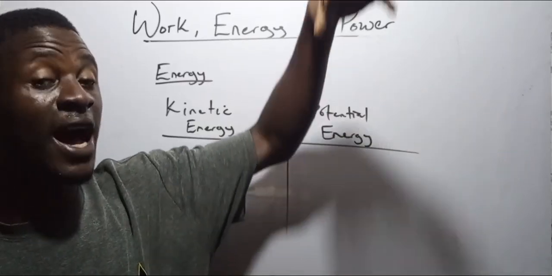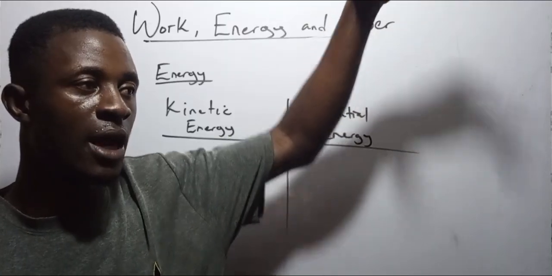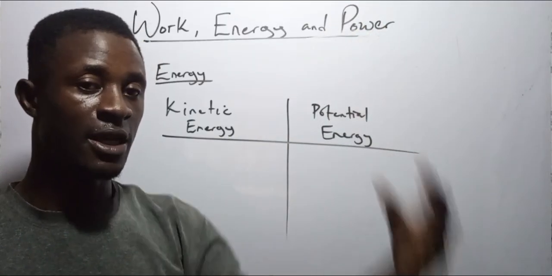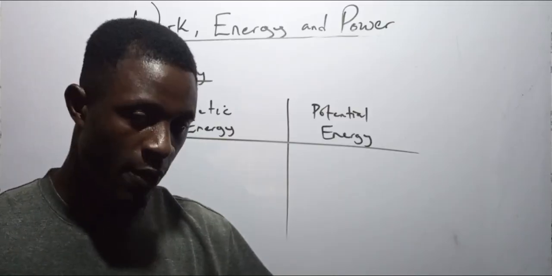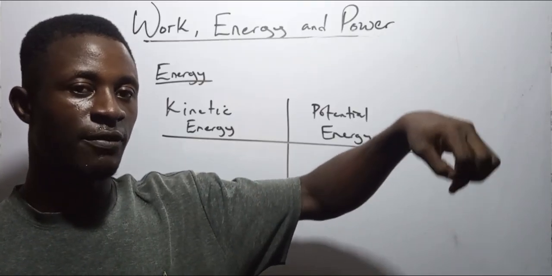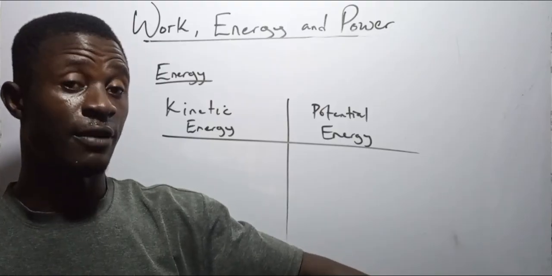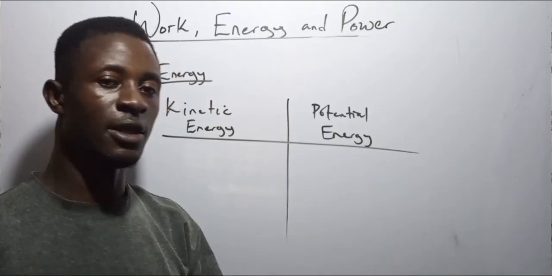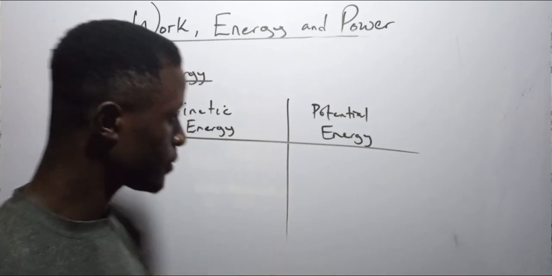If an object is far above the ground and you release it at that height, as it drops through the space, it gains more speed. So by the time it hits the floor, it will have enough energy to do work compared to another object that is not very far from the ground level. So that is potential energy. Potential energy is energy due to the position of an object.